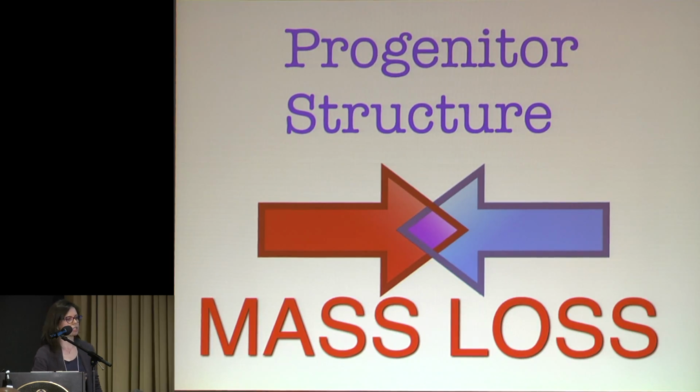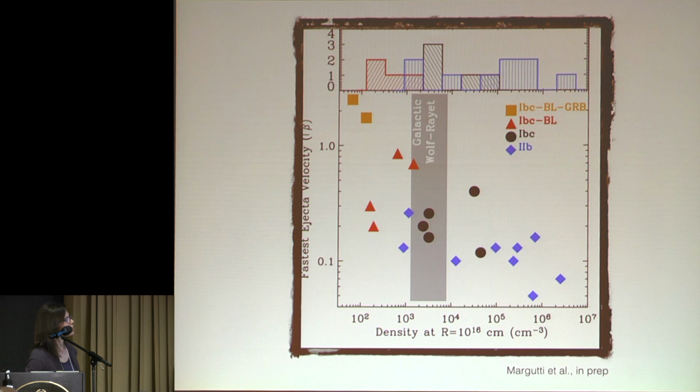So what this is telling us is that there seems to be a link between the progenitor structure at the time of collapse that is given away by the cooling envelope emission, and the very recent mass loss history of your progenitor star that is given away by our analysis in the radio. And the link that we identify is that the more pronounced is the cooling envelope emission, the thicker is the environment where you explode.